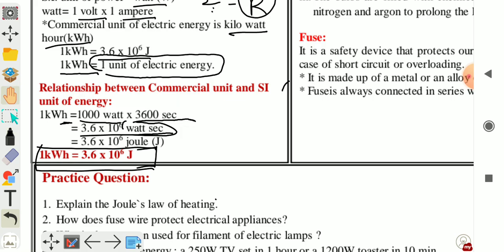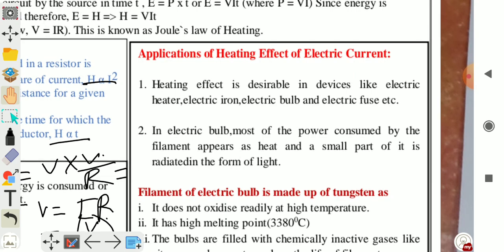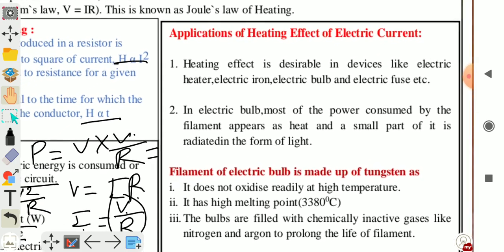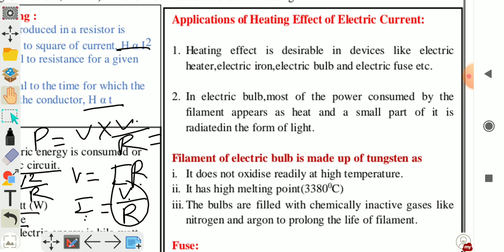Now we will discuss applications of heating effect of electric current. Heating effect is desirable in devices like electric heater, electric iron, geyser, electric bulb, and electric fuse, etc. In these appliances, we use in our day-to-day life for heating effect.